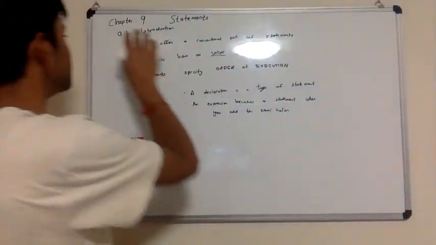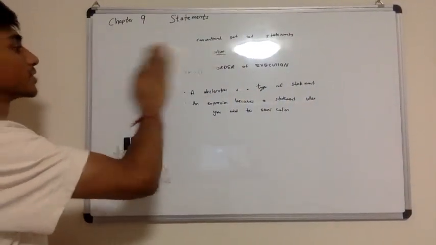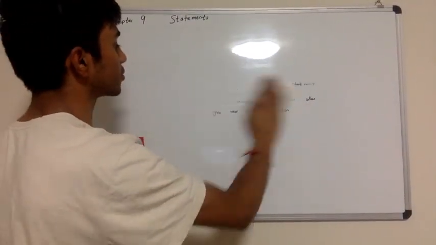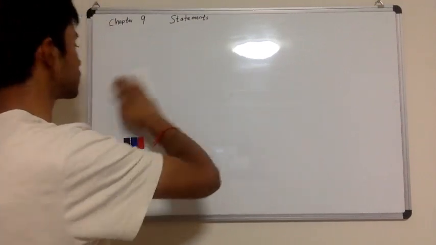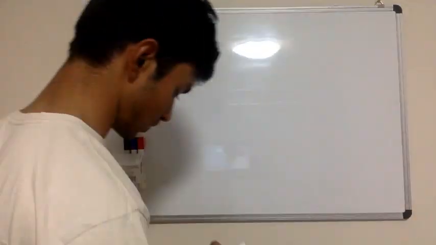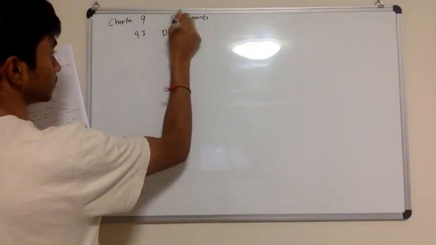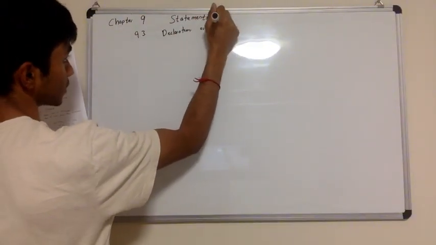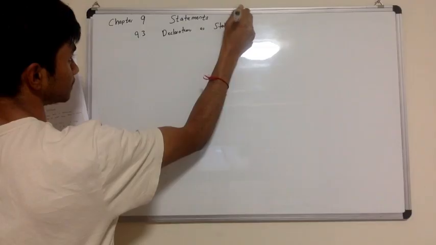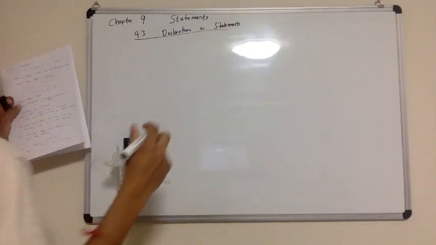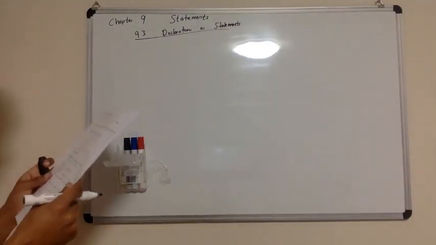Now 9.2 is a summary of all the statements that we're going to look at in the rest of the chapter. So I don't bother talking about 9.2. So we move on to 9.3. 9.3 looks at declarations as statements. There's not much in here that's particularly new. It's more about some good practices to do with declaring.